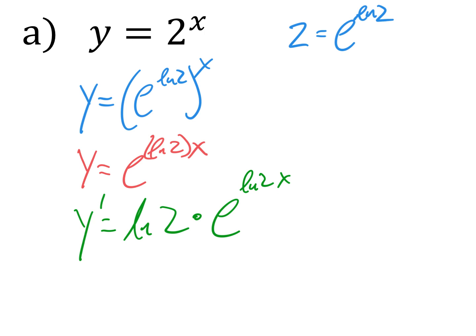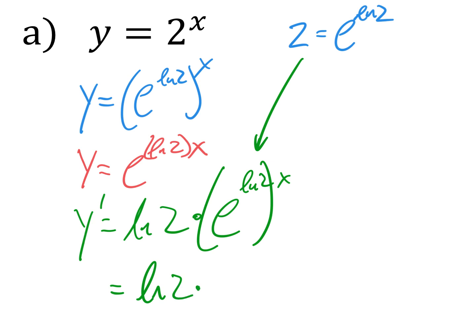Well, one more thing. We're going to go ahead and convert this back again. We can write this as e to the natural log of 2, and we just know that e to the natural log of 2 is 2. So we have the natural log of 2, put that in parentheses, times 2 to the x. There it is.